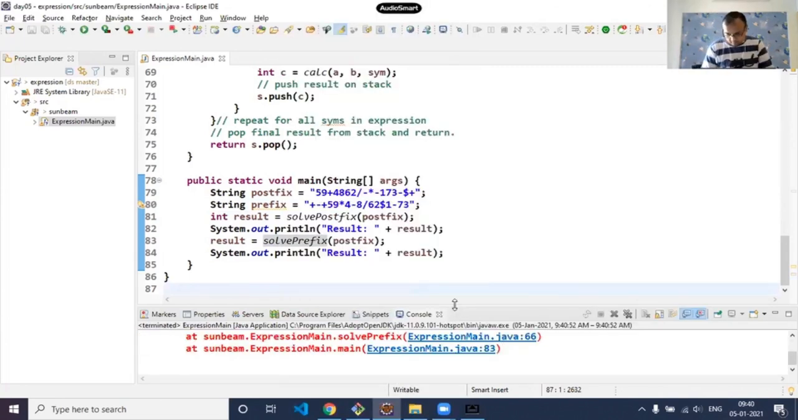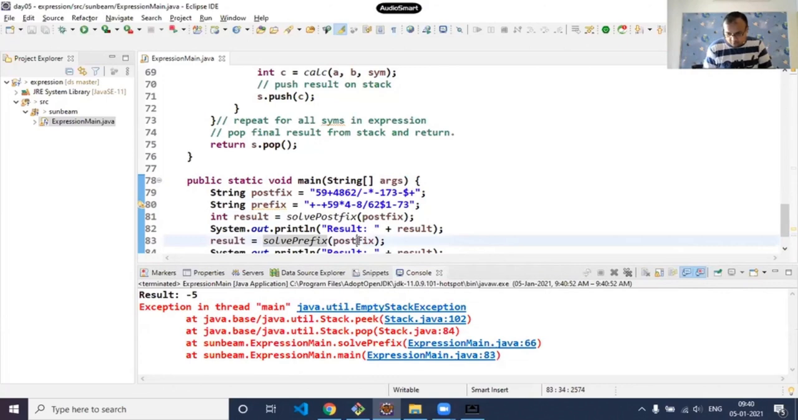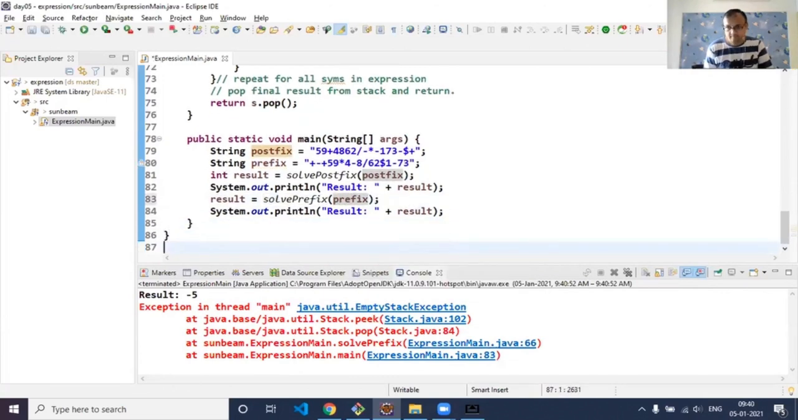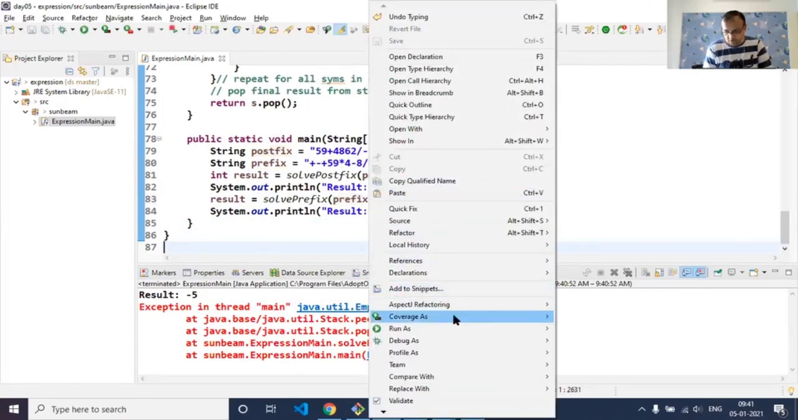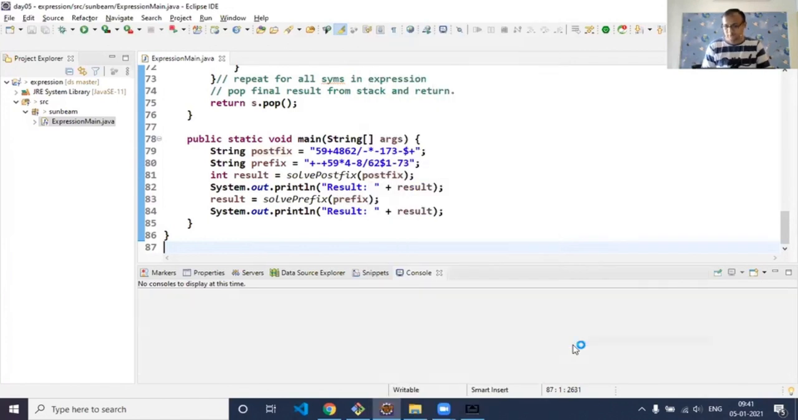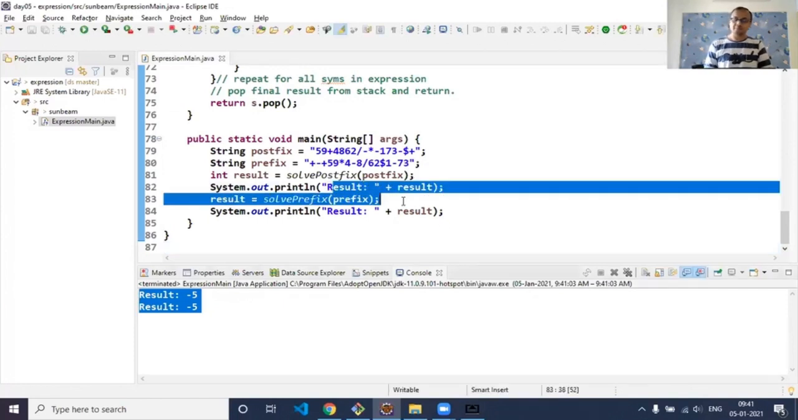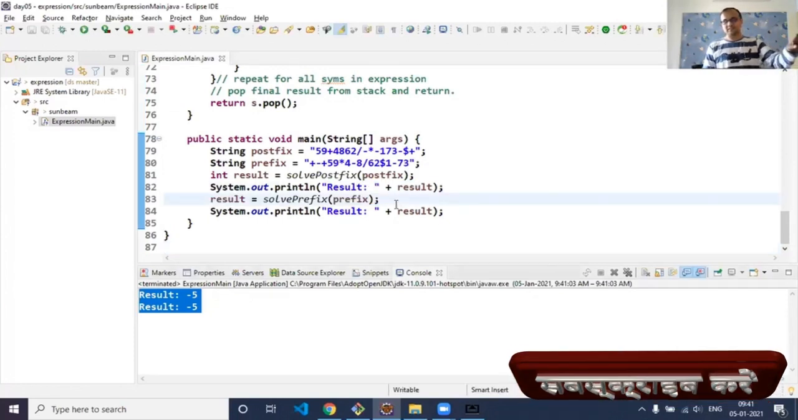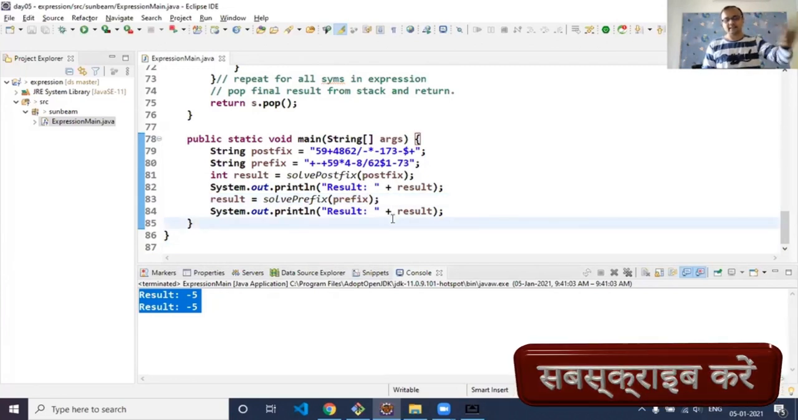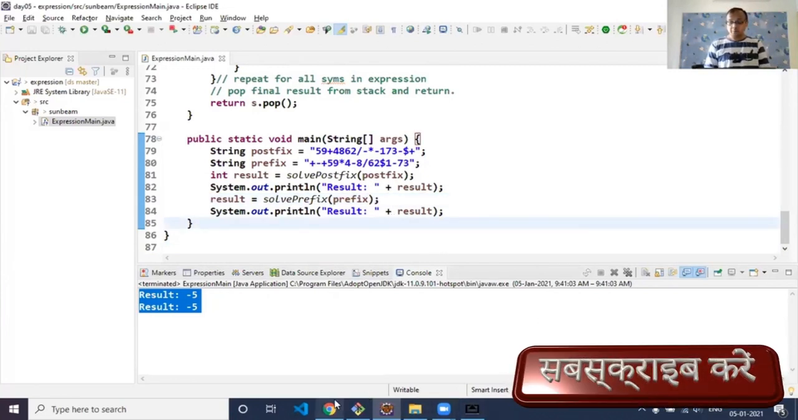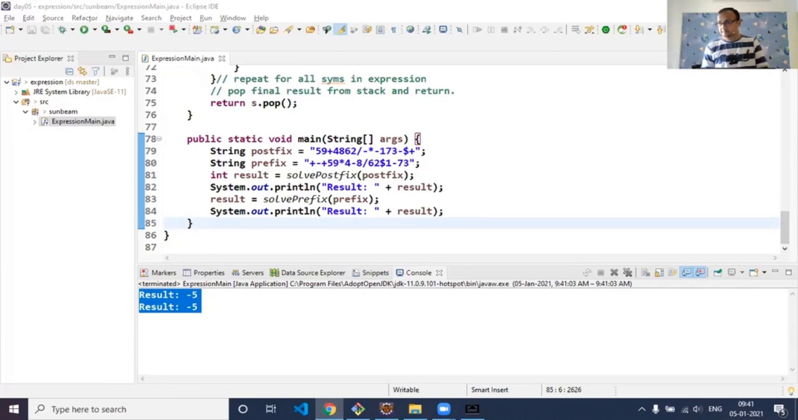Oh, sorry. We need to pass the prefix to that. Copy paste is a very dangerous tool, so there are likely chances that you will be committing mistakes. Now you find that whether you solve it with postfix or with prefix, the choice is yours, and then it is working well. Why don't you copy paste? Try it once again quickly.